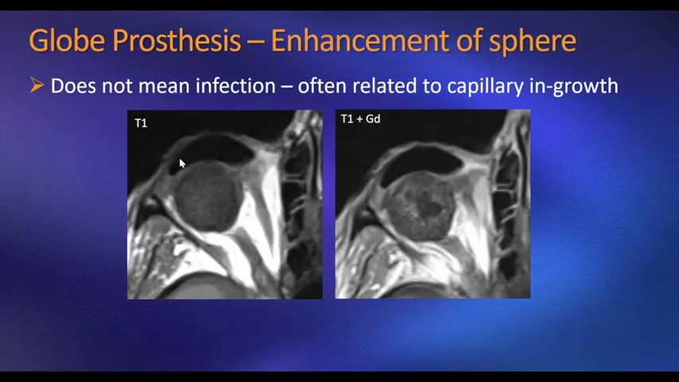Here we have a patient with a shell and a porous prosthesis. As I mentioned before, this will be more speckled in appearance, as you can see here. But the key finding is that you also have heterogeneous enhancement of the sphere, and this is related to capillary ingrowth, which is desirable, rather than infection associated with the prosthesis. Notice that there is no stranding in the surrounding area or air pockets within the prosthesis to suggest superimposed infection.